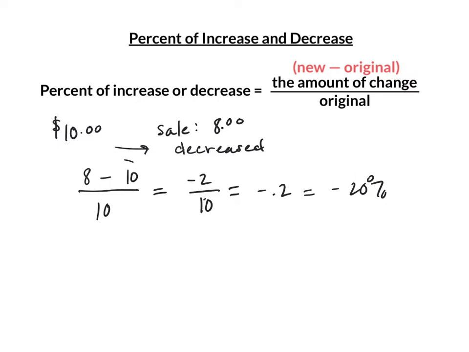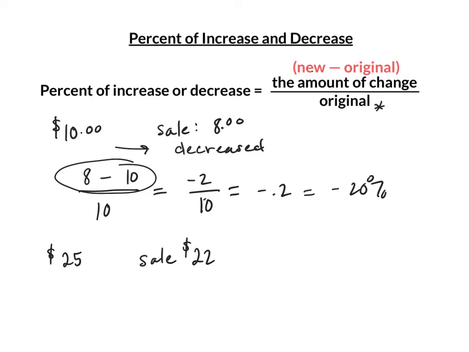So all we do is we subtract the new minus the original. That's the amount of change, how much the price changed, and always divide it by the original. You're always comparing to the original. One more example. If you went into the store and you were buying a shirt and it was $25 and it was on sale again, it was on sale for $22.